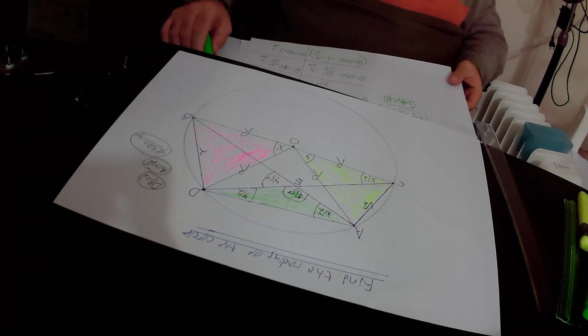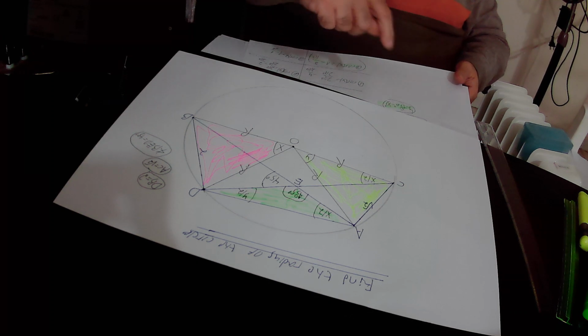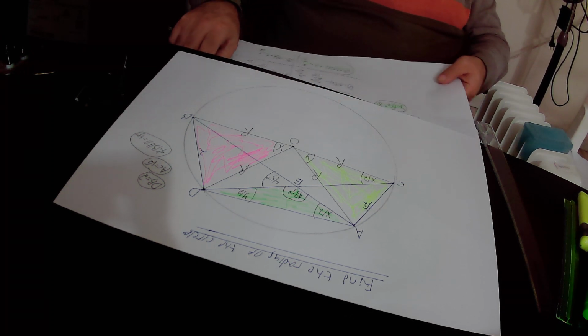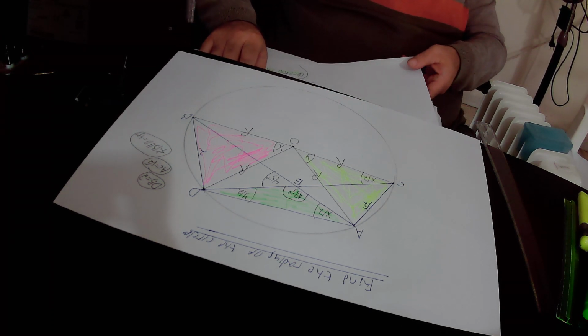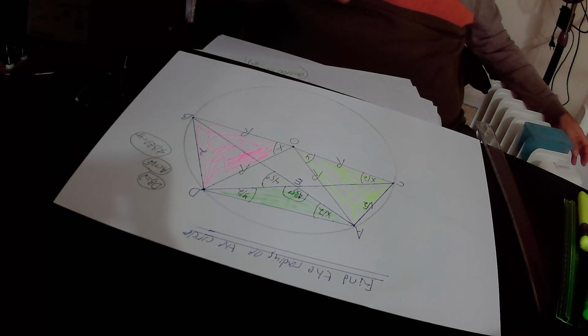In this lecture, we found the radius of this circle. In order to find the radius of this circle, we used two rules. The first rule is that the central angle is twice as big as the peripheral angle resting on the same chord.